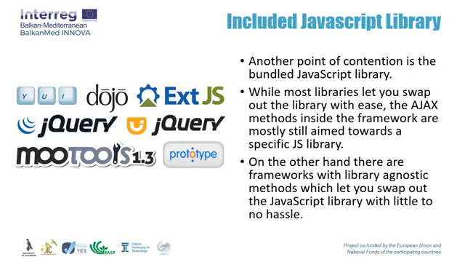Another point of contention is the bundled JavaScript library. While most libraries let you swap out the library with ease, the AJAX methods inside the framework are mostly still aimed towards a specific JavaScript library. This implicitly means that you'll have to manually write the functionality yourself. On the other hand are frameworks with library-agnostic methods which let you swap out the JavaScript library with little to no hassle.